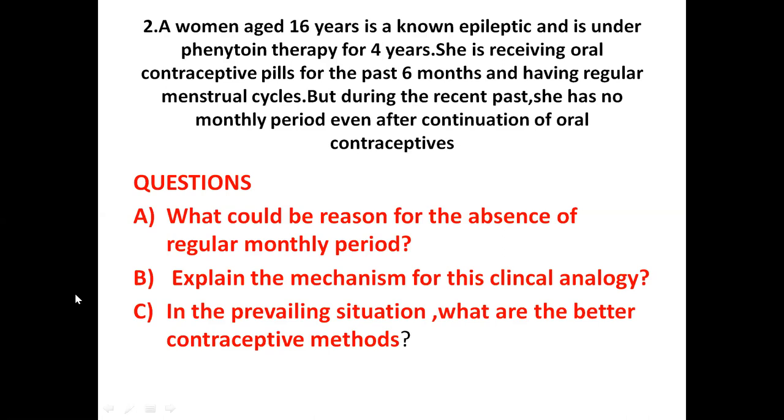But during the recent past, she has no monthly period, even after continuation of oral contraceptives. That is, she is under treatment for 4 years under anti-epileptic phenytoin therapy. She is also receiving the oral contraception for the past 6 months for contraception.